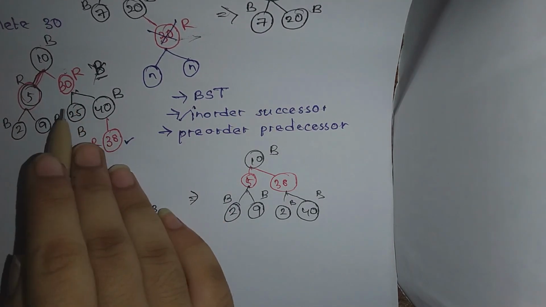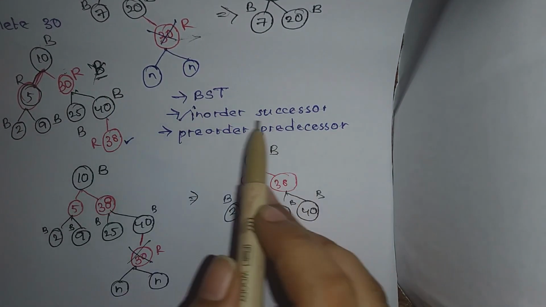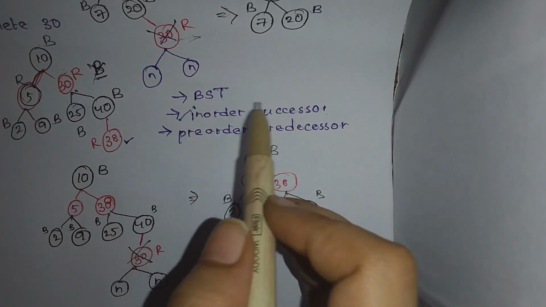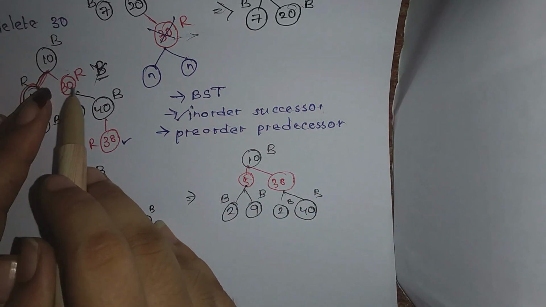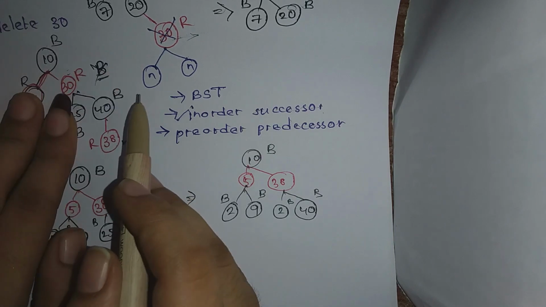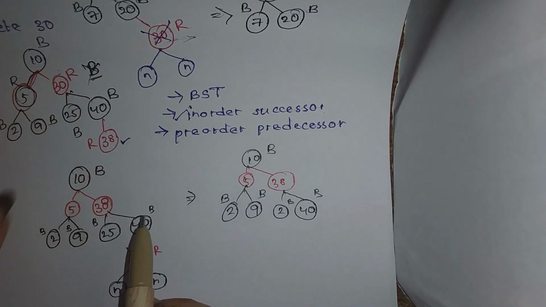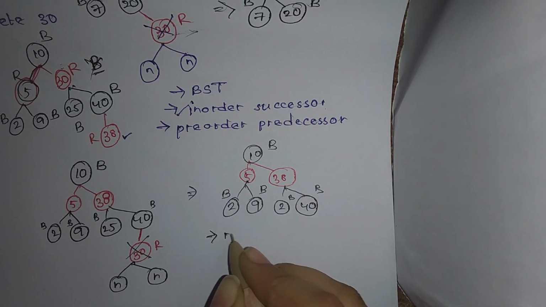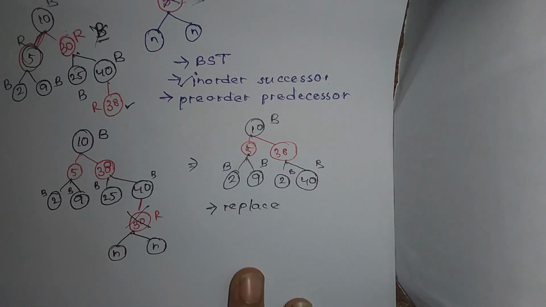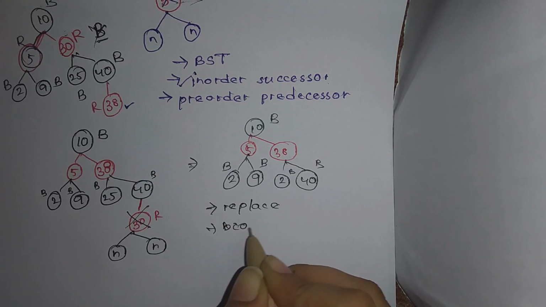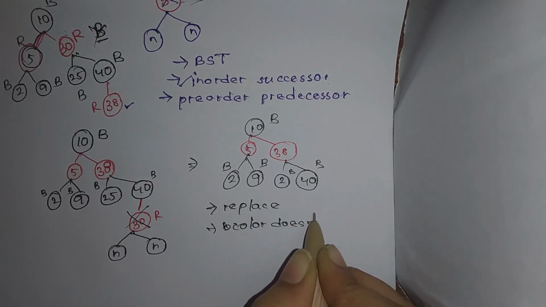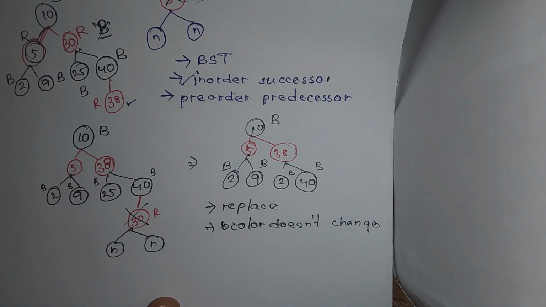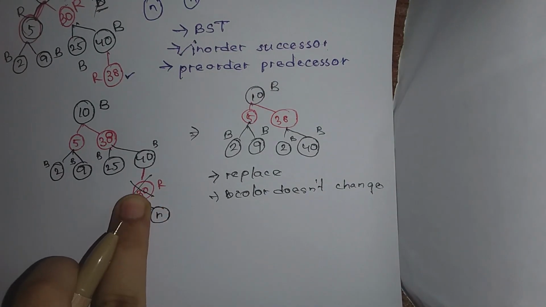If it has children, we can take either the in order predecessor, in order successor or pre-order predecessor, and then we have to replace the values. Replacing doesn't change the colors of the two nodes which are going to replace the values. As we have discussed, the color doesn't change. So it becomes a leaf node and then we can delete this leaf node.